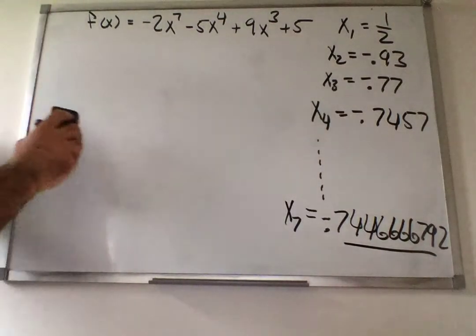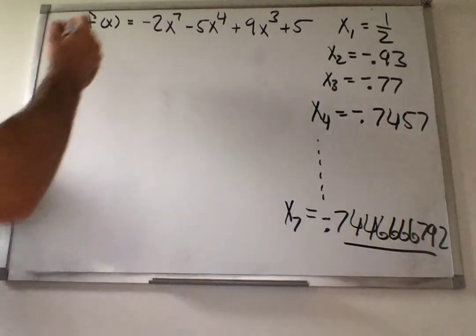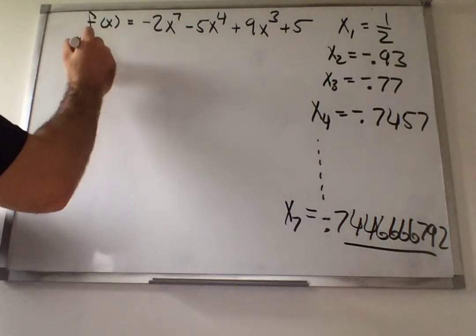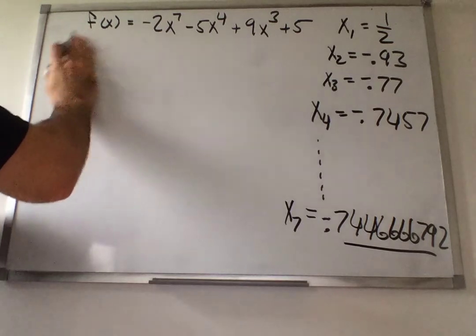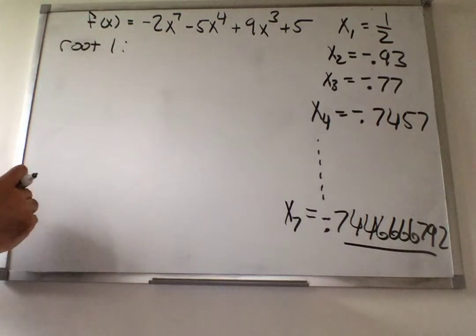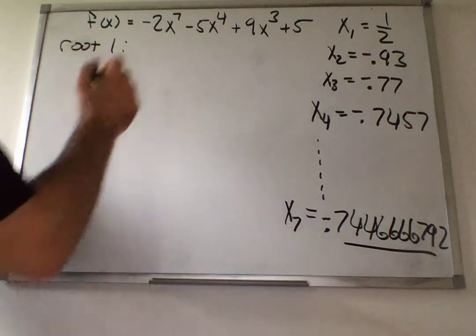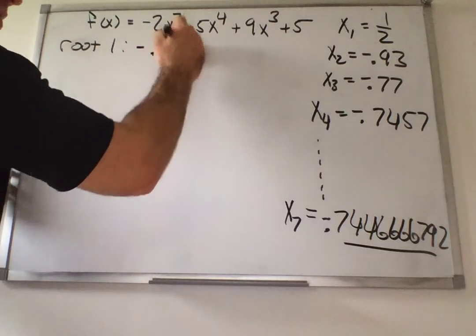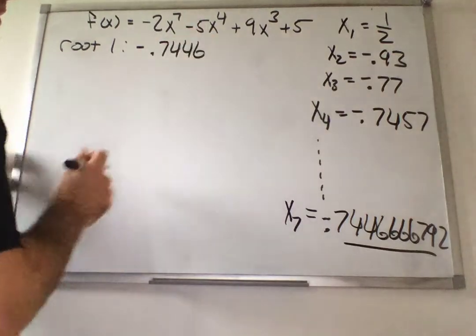Okay, so let me record our answer. Root 1. I don't want to call it x1 because our x1s are our initial guesses. Root 1 is negative 0.7446.